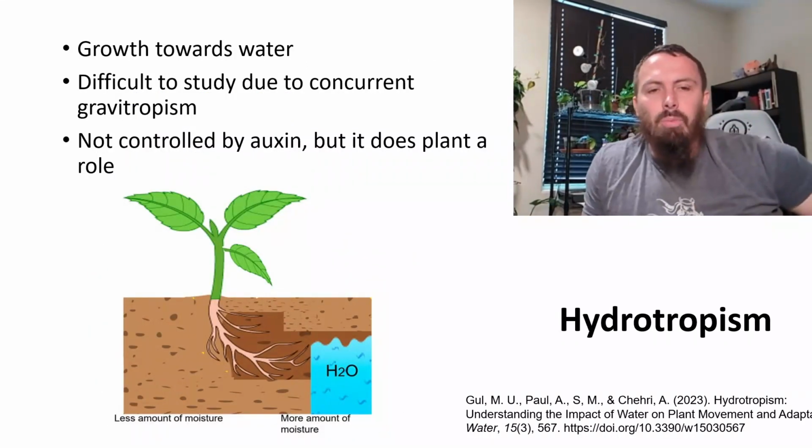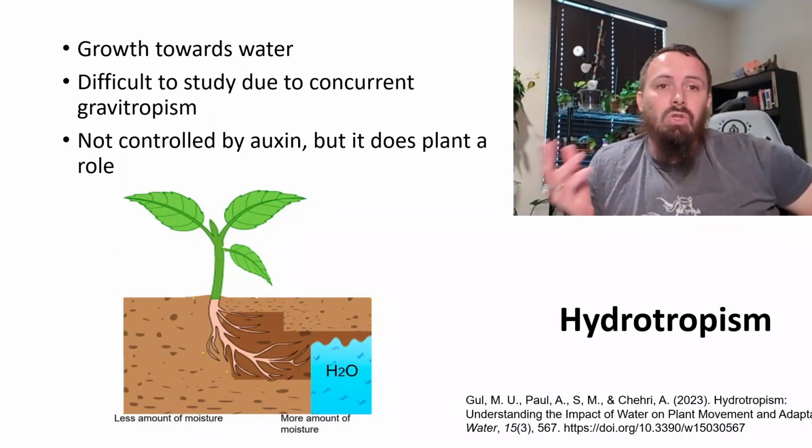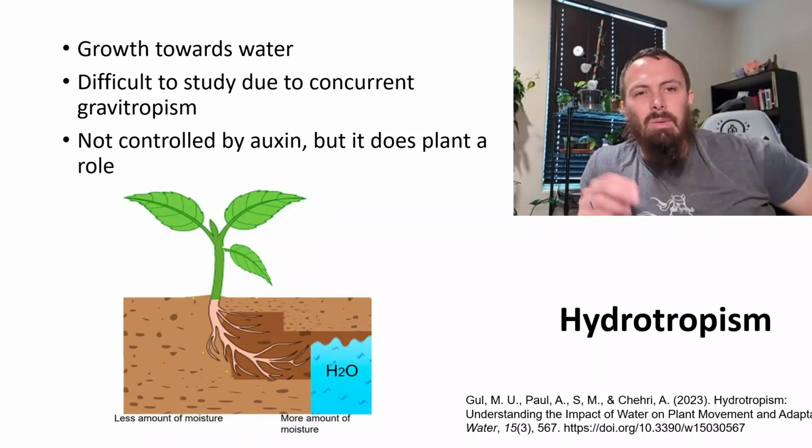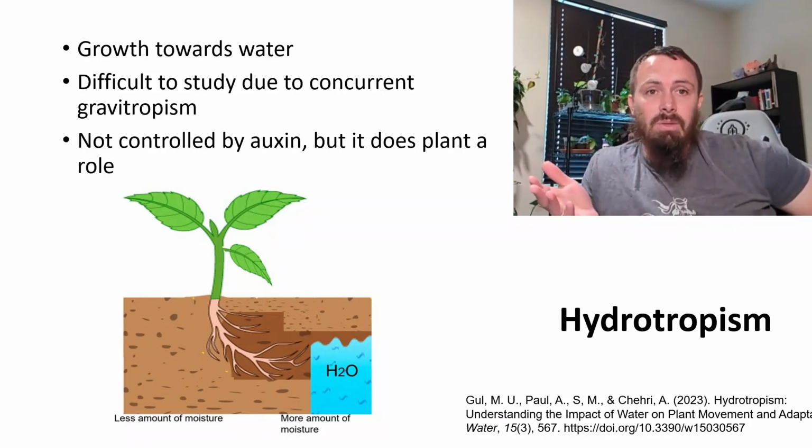Now, there's also hydrotropism. This one's not so well understood, often because there's other correlates, right? Hydrotropism is going to be associated with phototropism, but it's also going to be really associated with gravitropism, and so it's hard to separate all those things out. What we do know is that plants do seem to exhibit it. Roots definitely move towards where there's a water source, so there is a hydrotropic effect.